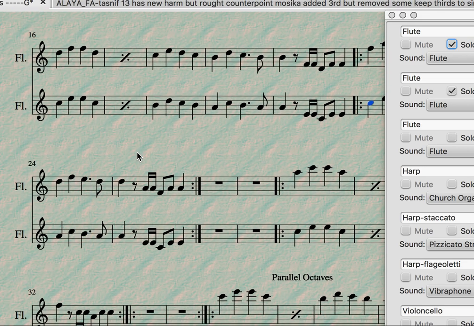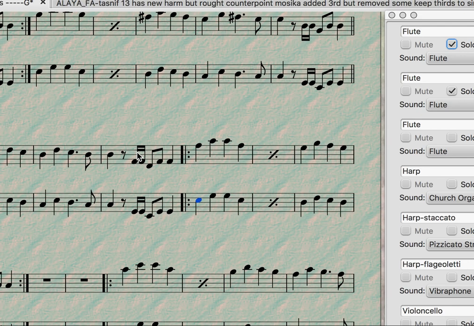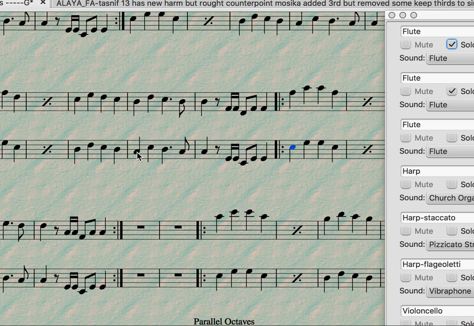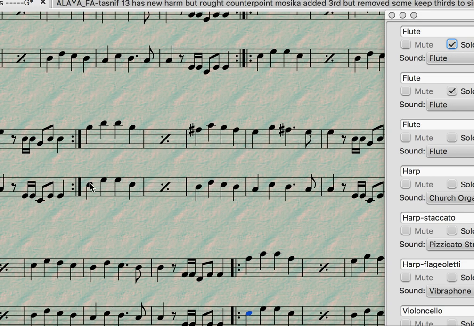I would say it has a funky medieval sound. It's not very interesting. It's not silky, at least to my ear. But I know music theory professors who recommend doing parallel fourths. I don't know how. This is parallel fifths.